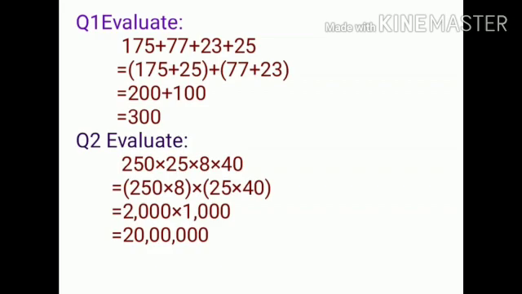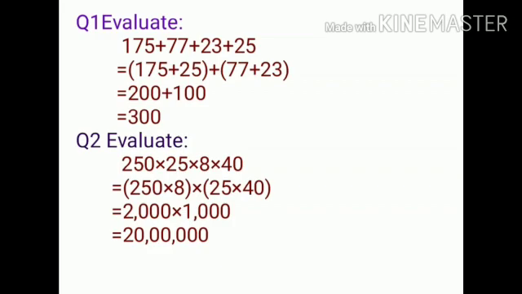Here in the first question we have applied associative property for addition. In question number two we will apply associative property for multiplication. So we will take those numbers together which give a result that is a multiple of 10. So we have taken 250 and 8. When we multiply these two numbers, the result will be 2000, and 2000 is a multiple of 10.